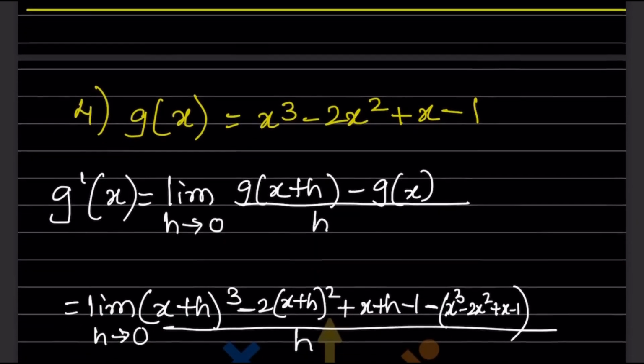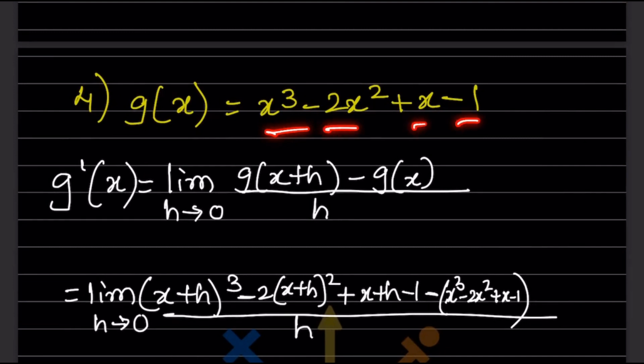So the next one, g of x, now there are 4 terms in it. So what are you going to do for this one? That is limit h tends to 0, g of x plus h minus g of x, divided by h. So see, these are going to be long expressions. So just do it carefully. It looks messy, but still there's no option. So just look at it and do it carefully.